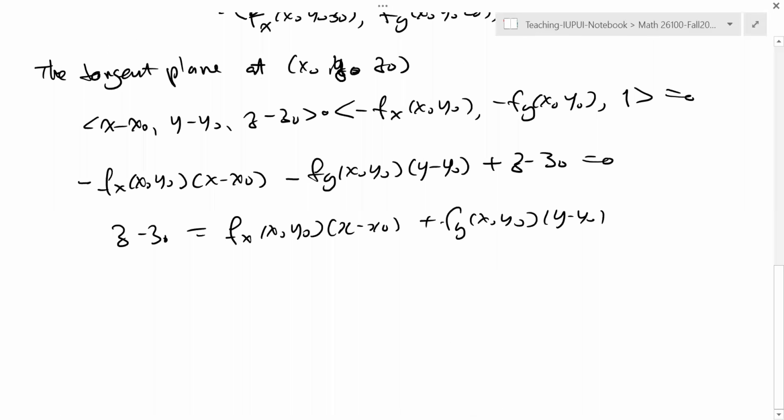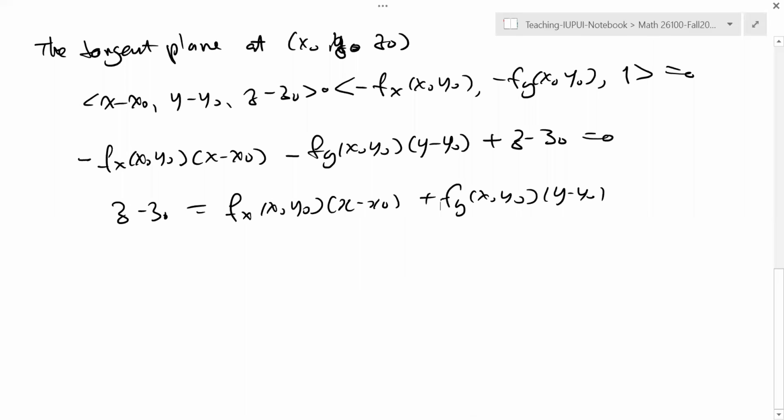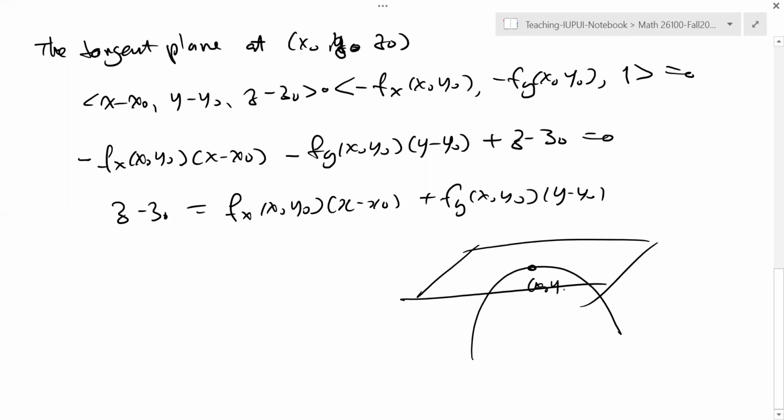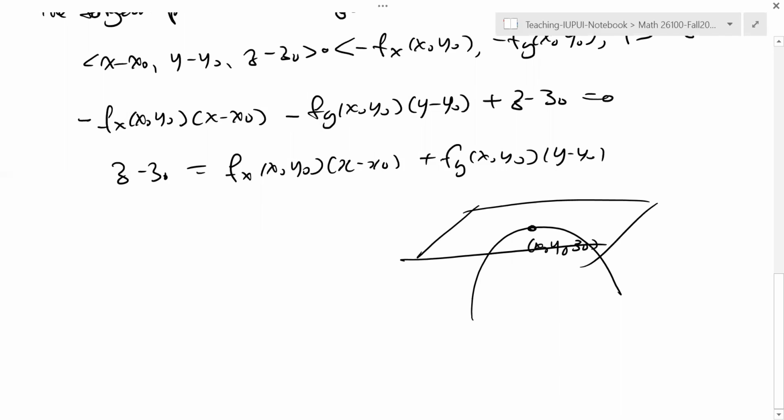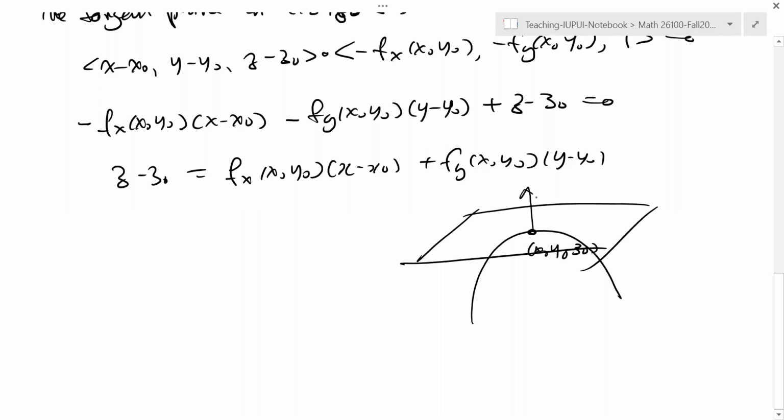Here's a question: when is this tangent plane horizontal? Think about that. The tangent plane is horizontal if and only if the gradient, the normal vector, is going to be vertical. Vertical means the first component and second component are 0.